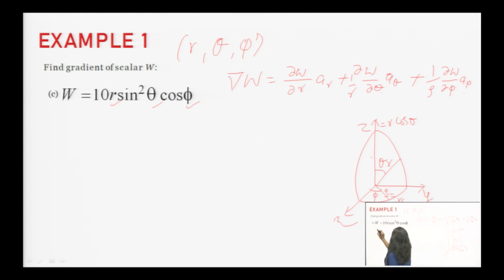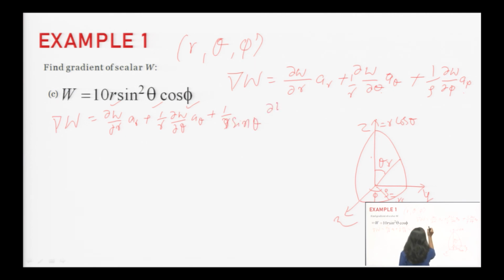So the final formula of gradient will be del w is equal to dw by dr ar plus 1 by r dw by d theta a theta plus 1 by rho, which can be written as r sin theta, dw by d phi a phi.